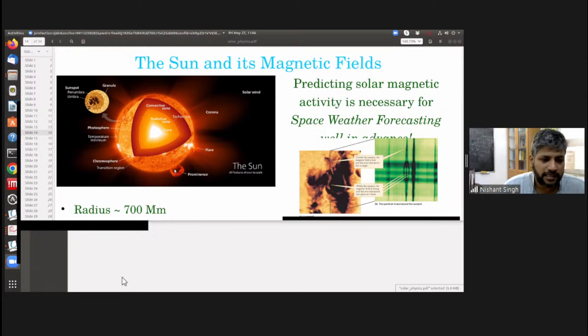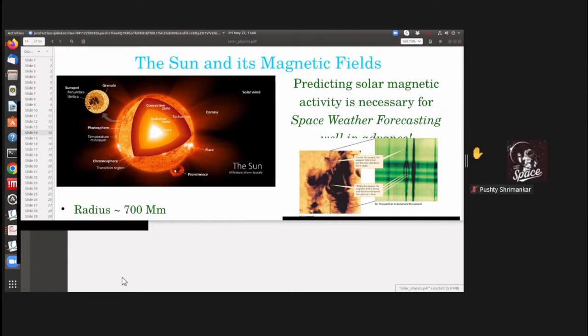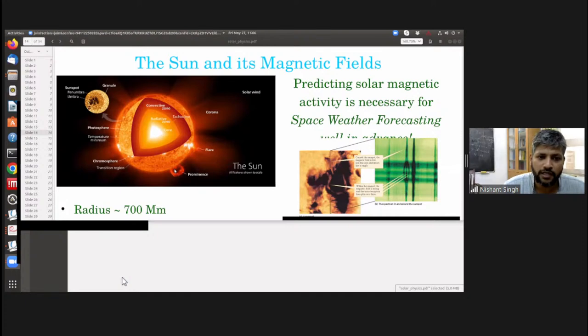Okay, sir. But they are connected. You are right, they are connected. The coronal loops could induce flares.